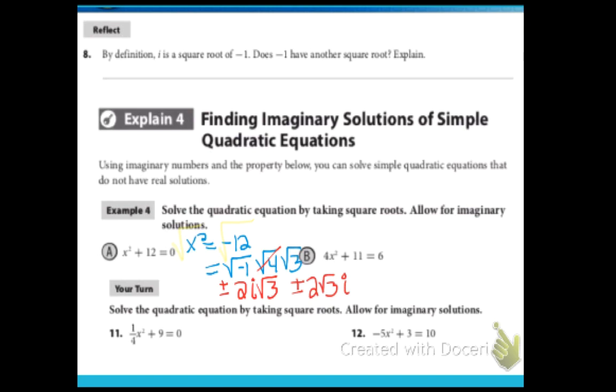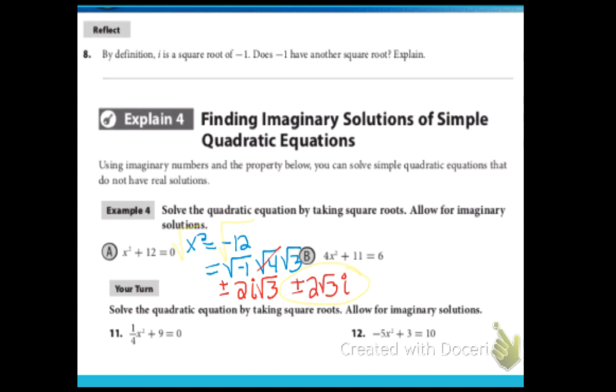Sometimes people just do that because i looks similar to a variable, although it's really not, it's an imaginary number. Sometimes they'll write it like that because that's similarly how we write expressions that use variables. And that would be what's called bi form, which we talked about earlier. So that actually technically is the solution for example A.